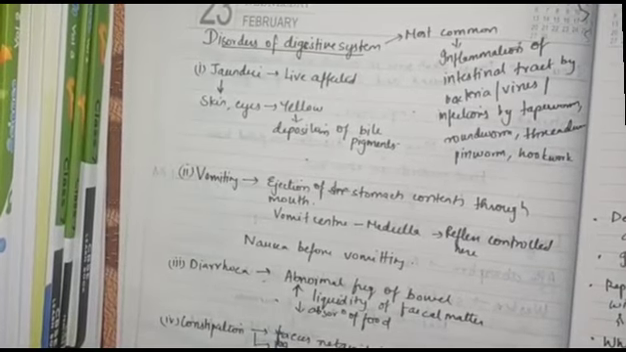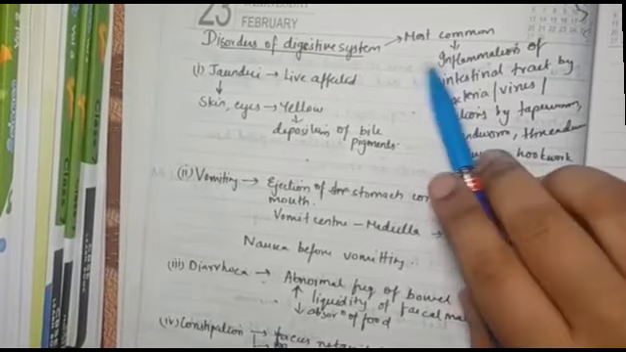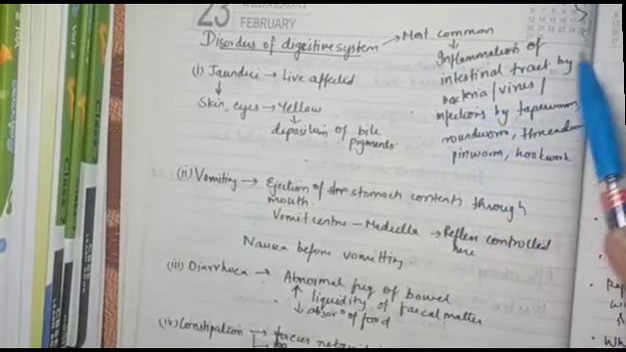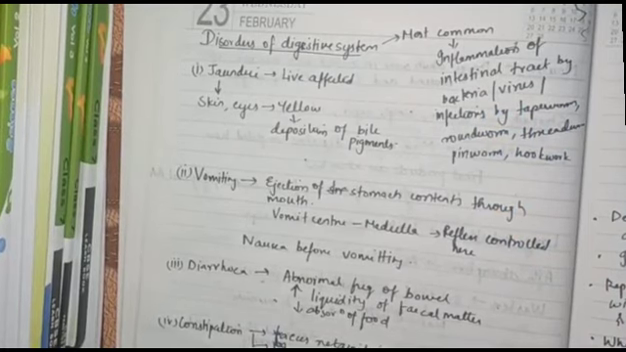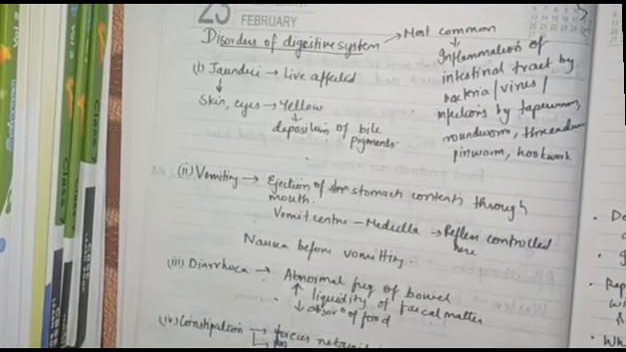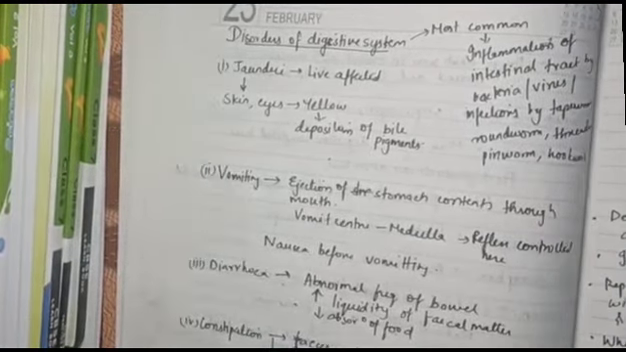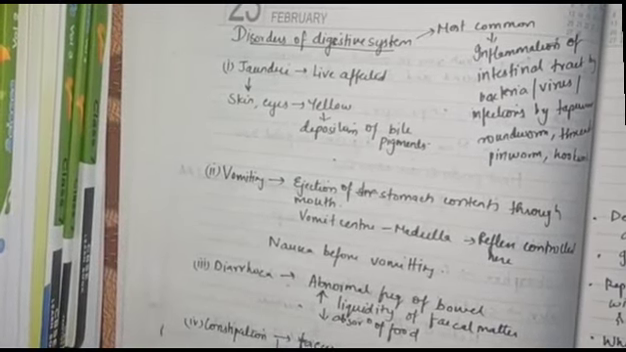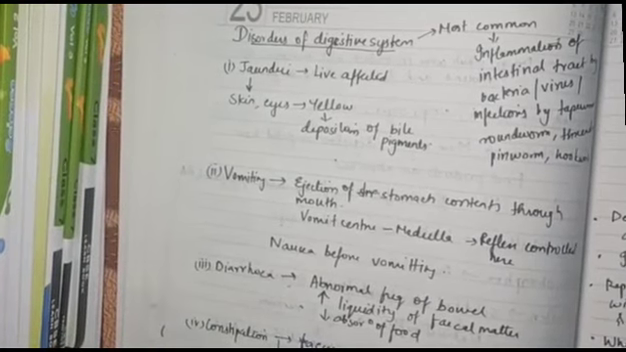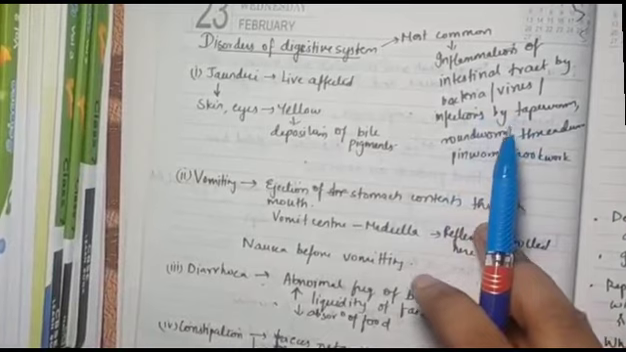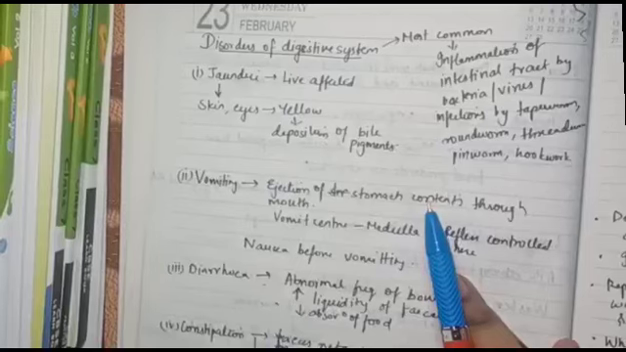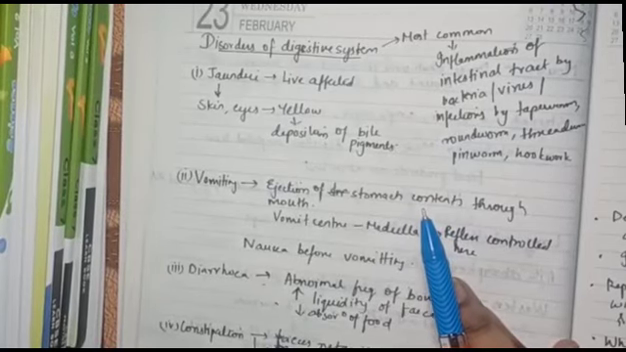Now the first line of the topic given here says most commonly inflammations of the intestinal tract by bacteria or virus or infections by tapeworm, roundworm, threadworm, pinworm, hookworm. This is given in the textbook, but most of us just tend to overlook this sentence and go to the disorders directly, right? Even I discovered this line only after reading this textbook so many times. So most commonly inflammation of the intestinal tract by bacteria or virus or infections by tapeworm, roundworm, threadworm, pinworm, hookworm.